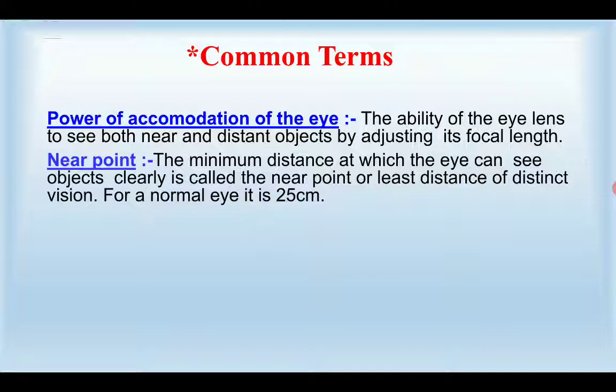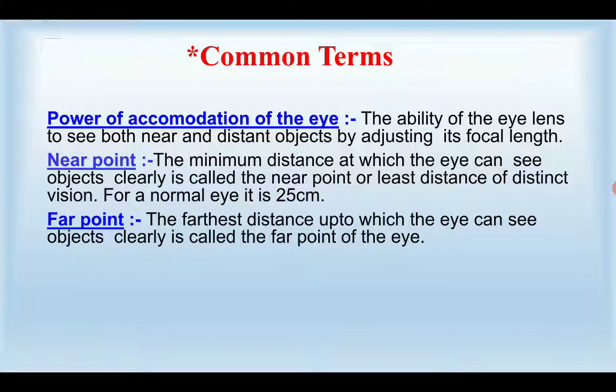Similarly, as with the near point, we have the far point, and this far point is the farthest distance up to which a human eye can see objects clearly. This is generally infinity, as the person can see very distant objects like the stars, moon, and other faraway objects, and the distance of those objects is much greater than the focal length of the eye lens. That's why the far point for the human eye is infinity.